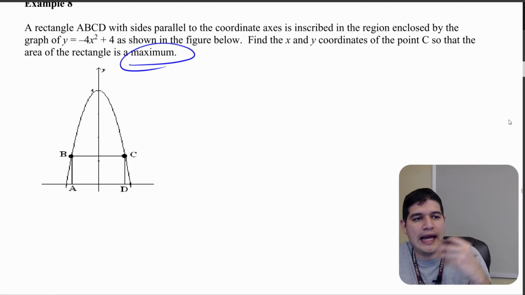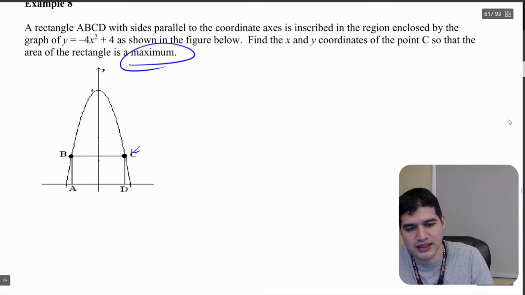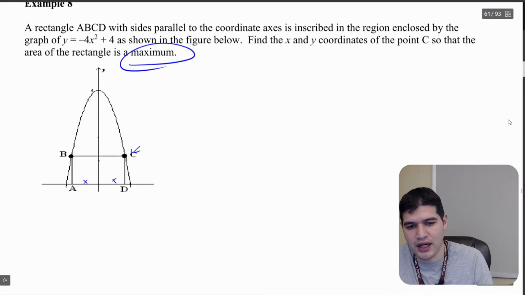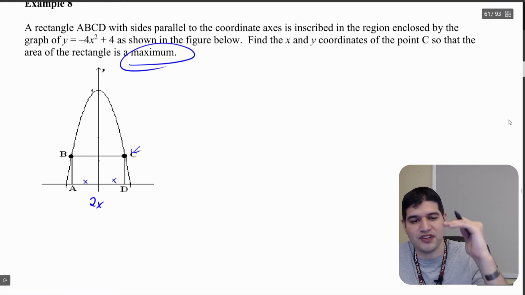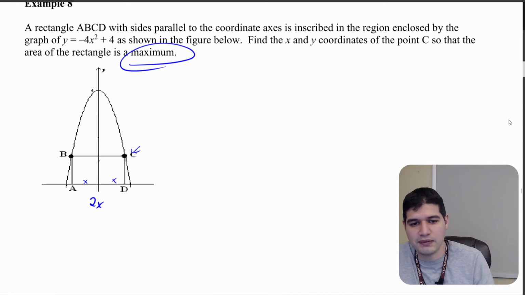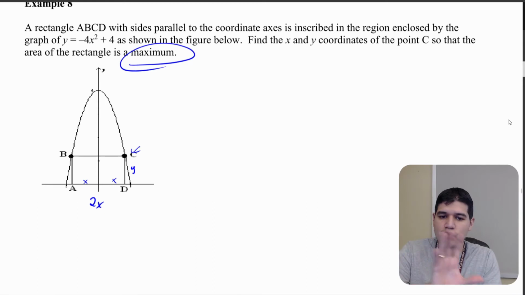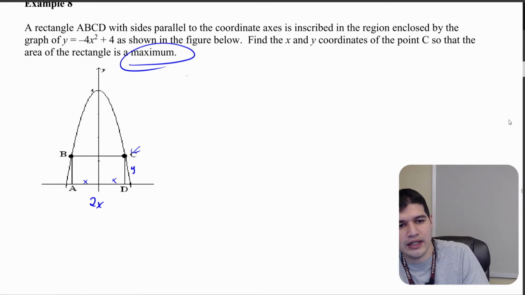So we want area to be a maximum, and we want x to be some sort of positive value as opposed to b. We also want our y to be a positive value as opposed to 0, because that would give us d. So in terms of my x, I have x here in the negative direction and x here in the positive direction. So my horizontal distance is going to be 2x, and from my x-axis up to the parabola is going to be y. So how do I find the area? Well, area is going to be equal to 2x times y.